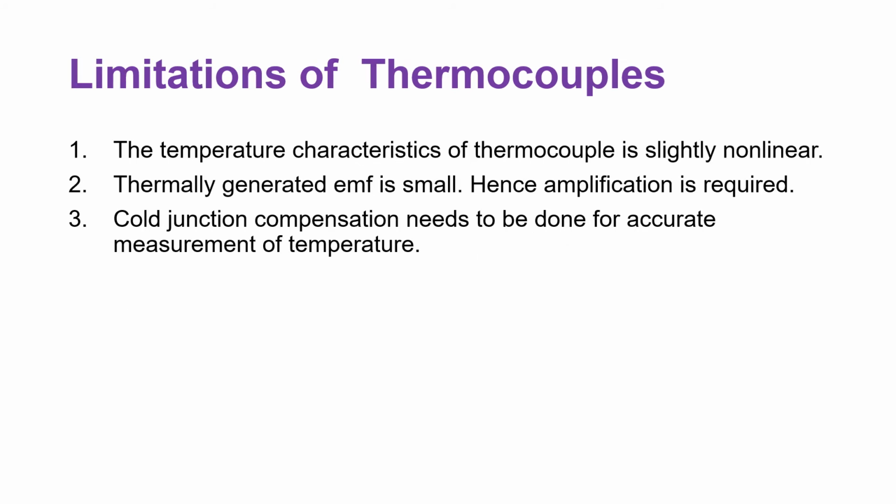Which are the different limitations of thermocouple? First, the temperature characteristic of a thermocouple is slightly non-linear. That's why, to convert that non-linear characteristic into a linear characteristic, you will require a linearizer block in the basic instrumentation system as a signal conditioner. So that is the first limitation of the thermocouple.